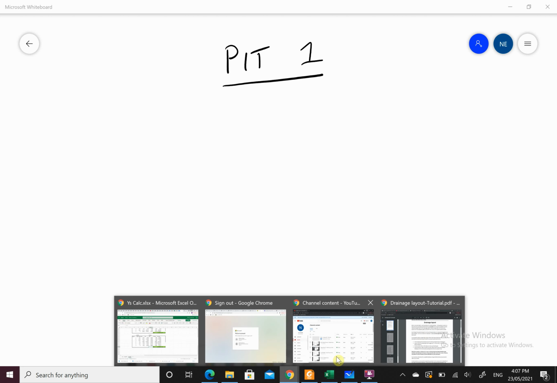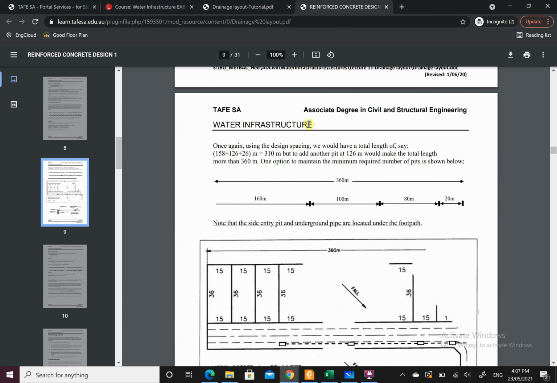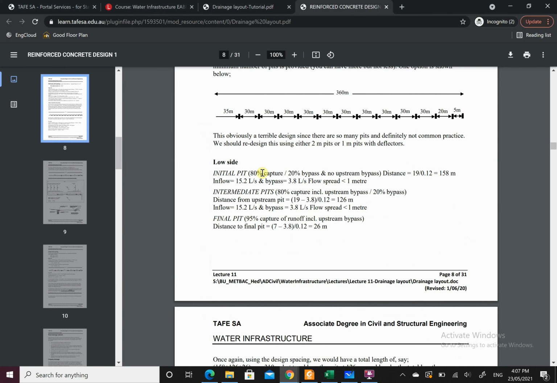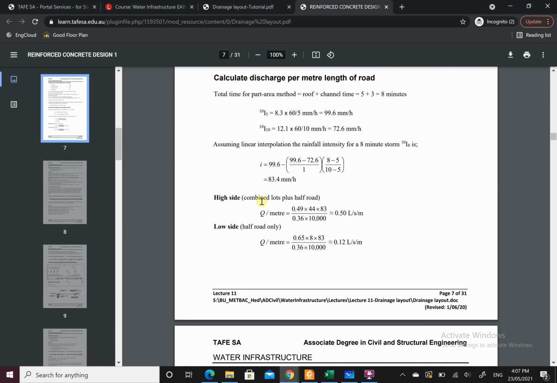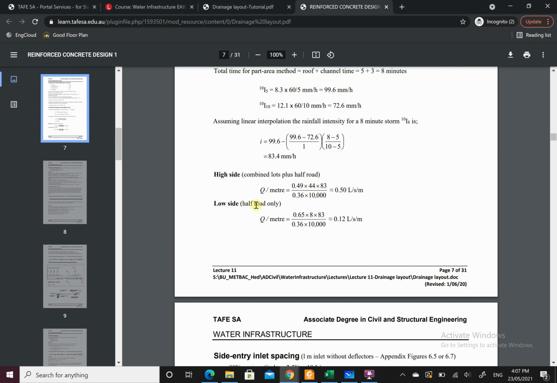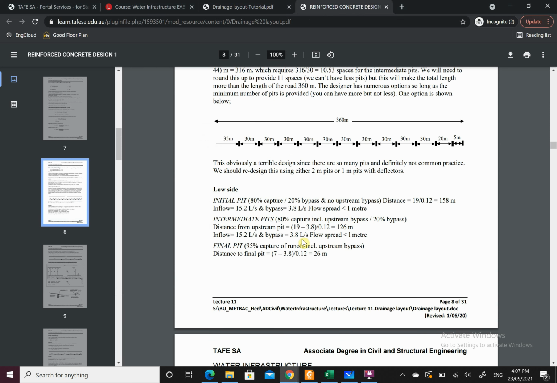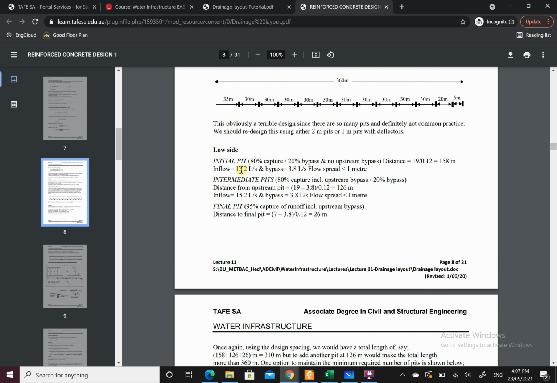Okay, so let's start by looking at pit 1. What are we going to begin with? Let's start by reflecting on some of these calcs, looking at the low side. For the low side, we're only looking at half the road. What we've calculated here is 0.12 litres per second per metre. For my initial pit, I've got 15.2 litres per second, and 3.8 litres per second for my bypass.